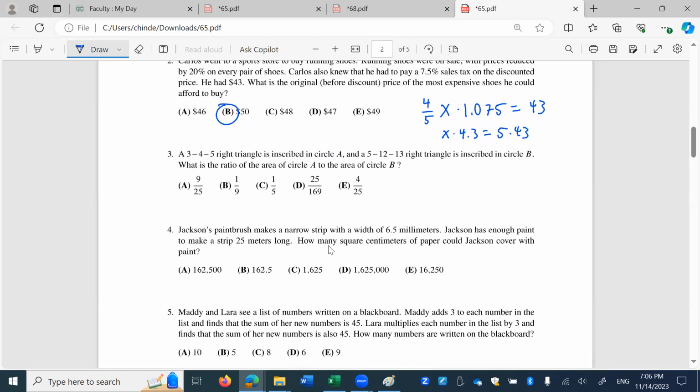Okay, we have a 3, 4, 5 right triangle inscribed inside one circle. So 3, 4, 5 inscribed means that the diameter of the first circle is 5. And 5, 12, 13 is another right triangle. And so 13 is the diameter of the second circle. The ratio of areas will be the square of the ratio of diameters.